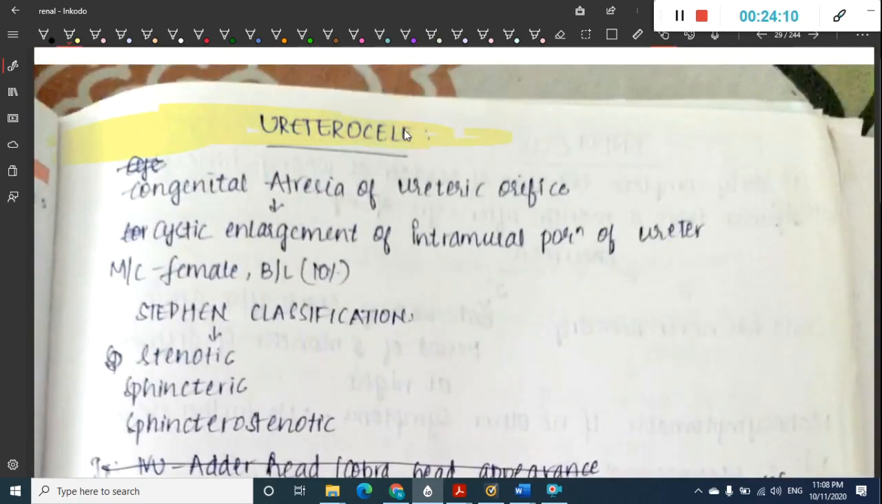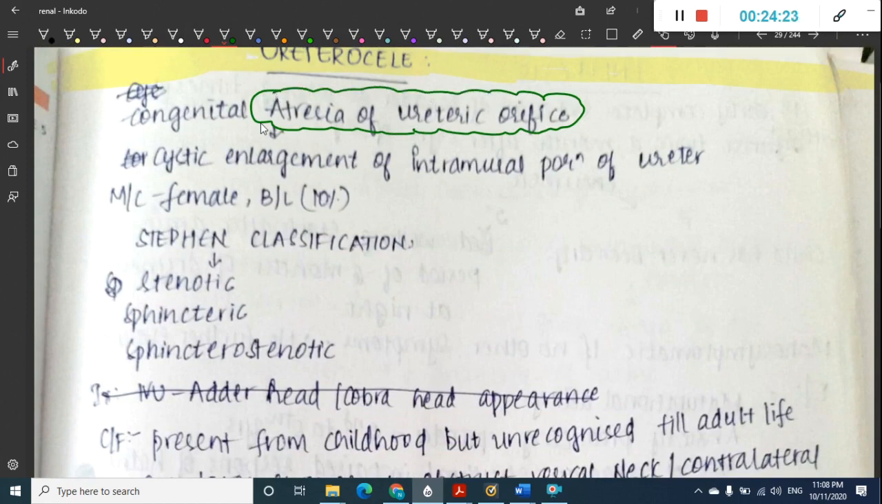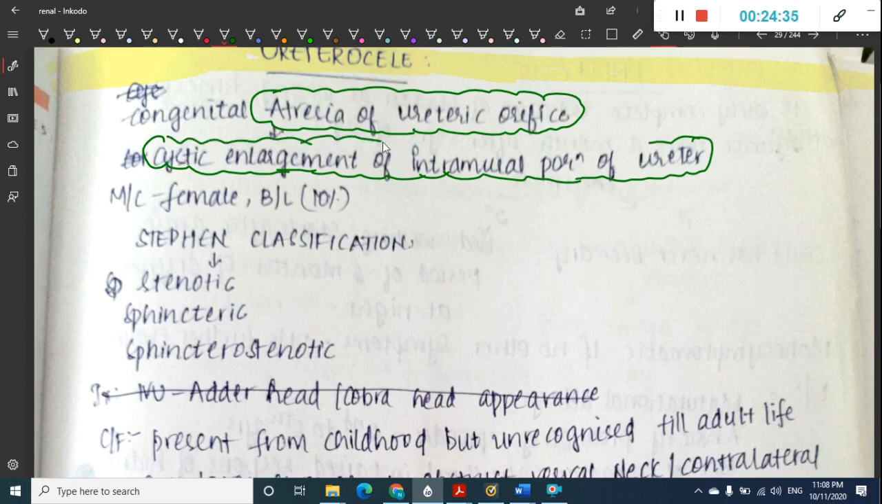What is ureterocele? It is congenital atresia of ureteric orifices. Because the orifice is atretic, this leads to cystic enlargement of the intramural portion of the ureter. Here the main problem is atresia of the ureteric orifice, and as a result there is cystic enlargement of the intramural portion of the ureter. Where is this ureterocele seen? It is most commonly seen in females, and it is bilateral in 10% of patients.